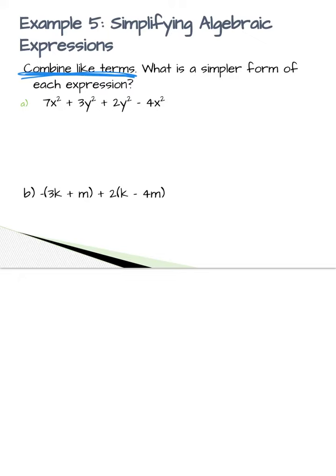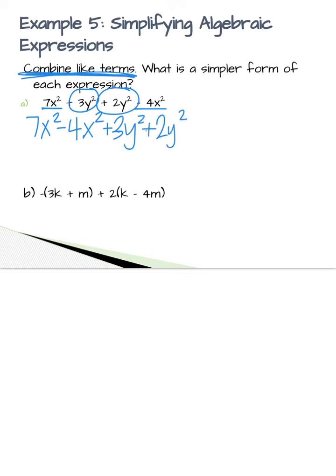And by combine like terms, I mean that you can only combine terms that have this exact same variable. So x and x can go together, and x squared can go together, but x cannot go with x squared. So I've got 7x squared minus 4x squared. I'm going to rewrite them so they're together, since they match. And then 3y plus 3y squared plus 2y squared. And then I write them together because they match. So now I combine these and combine those, and I get 3x squared plus 5y squared.